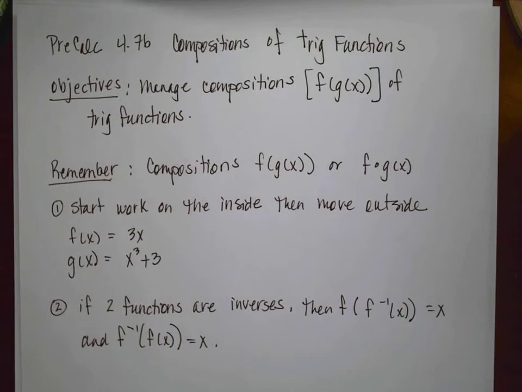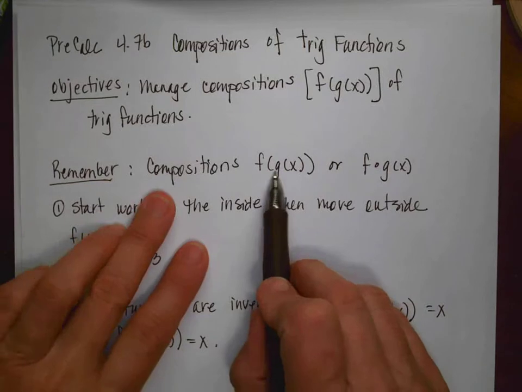Math humans. We're going to do 4.7b today. We're going to be doing a little bit more work with our arc functions, and we're going to combine that with compositions. So we're going to manage a composition of a trig function. A couple of things to remember about compositions, because it's been a long time since we've done that.